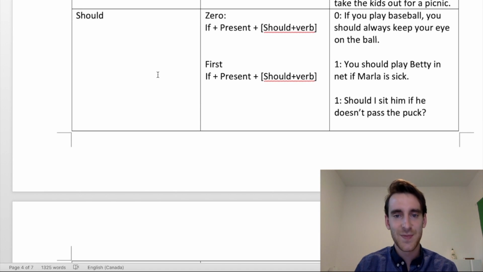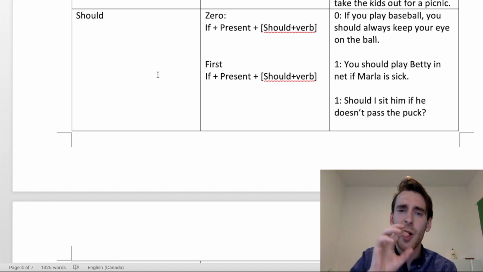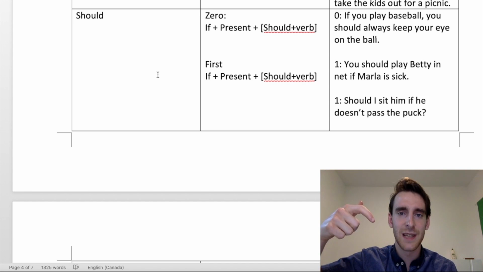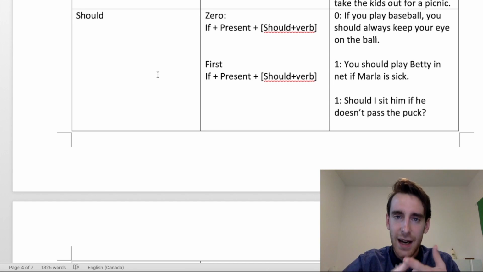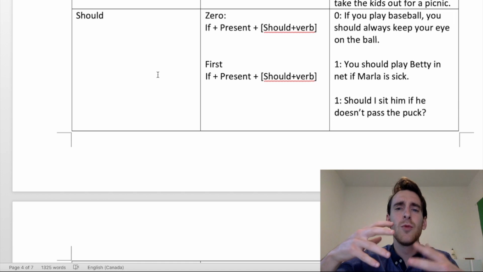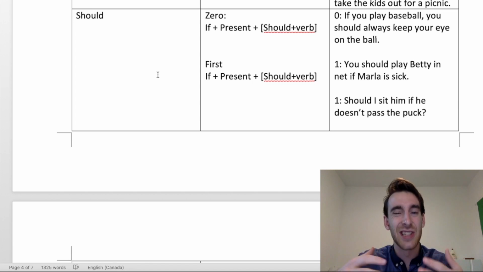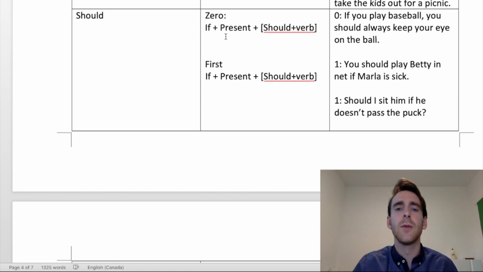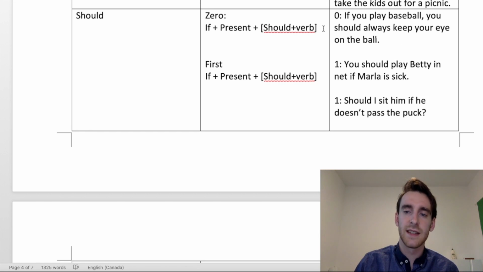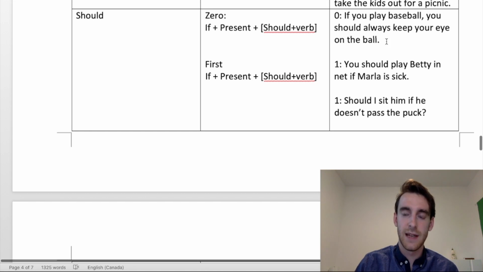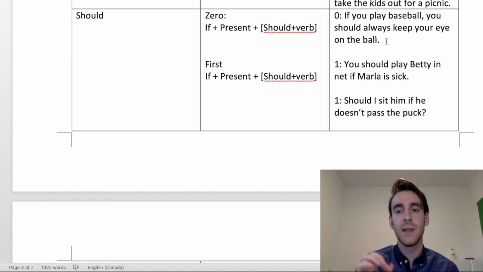Now, should. What is should? Should is something that you ought to do. Should and ought to are very similar. Ought to usually means really should. It's usually advice or something that would be the wise decision, the intelligent thing to do. So it's used in the zero conditional. If you play baseball, you should always keep your eye on the ball. If you play, notice guys, present again.